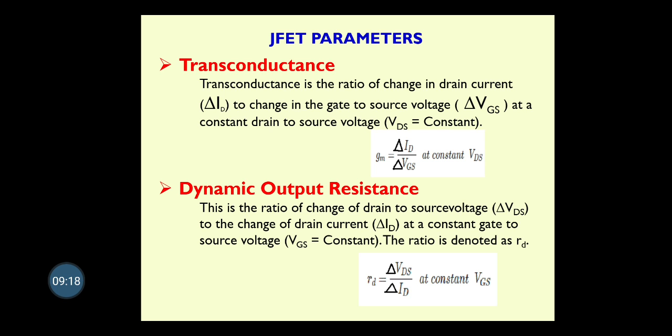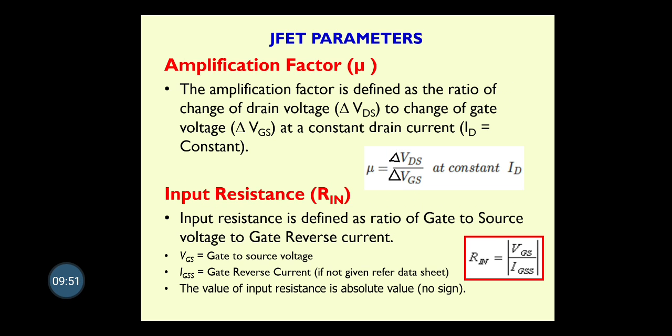Next parameter is dynamic output resistance. Resistance is equal to voltage upon current. Since it is output resistance, it is output voltage upon output current. Here output voltage is VDS and output current is ID. Therefore it is the ratio of change in drain to source voltage to the change in drain current, del ID, at constant gate to source voltage. That is represented by RD, the dynamic output resistance.